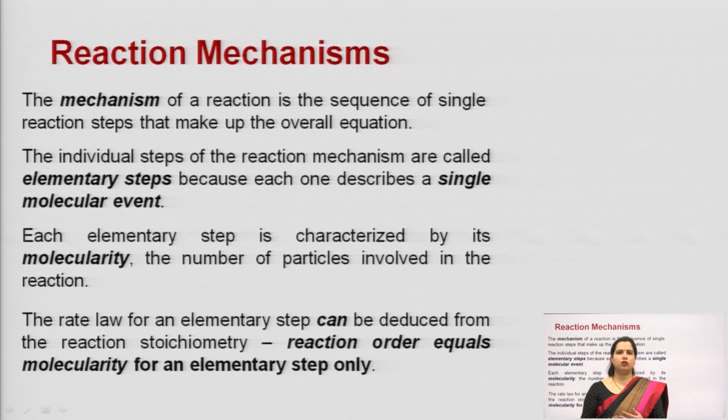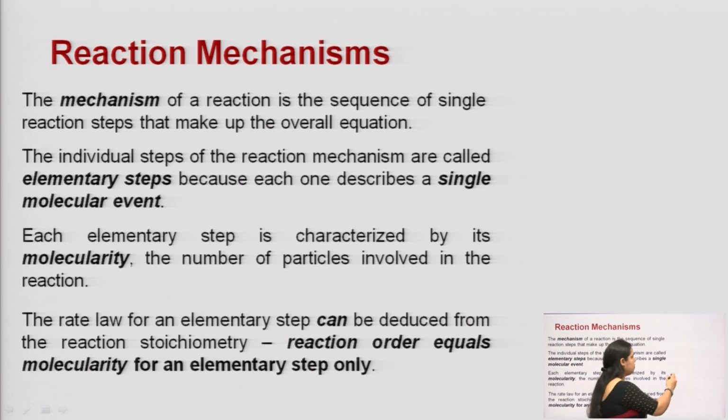So, we have different reaction mechanisms. The mechanism of a reaction is the sequence of single reaction steps that make up the overall equation. Basically, using different substrates or reactants, we get the final product, so there must be some sort of mechanism. A single step tells how the reaction is taking place. The individual steps of the reaction mechanism are called elementary steps.